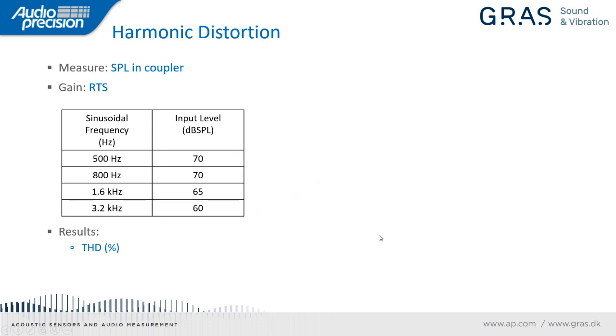Next, we have the harmonic distortion. So here we're simply measuring the total harmonic distortion in the coupler. The gain of the device is set to the reference test setting, and there are 3 or 4 frequencies and levels specified at which to measure this. So we simply generate a sine wave at the specified frequency and level and measure the total harmonic distortion in percent.